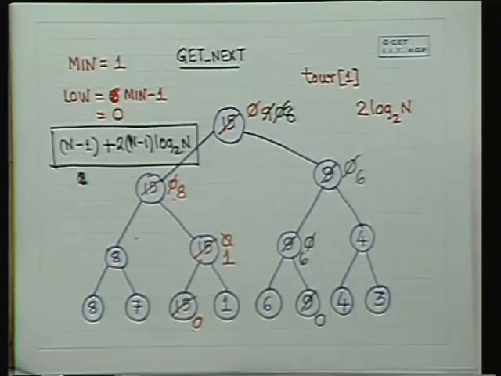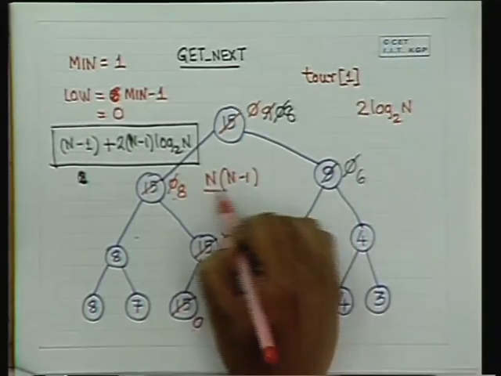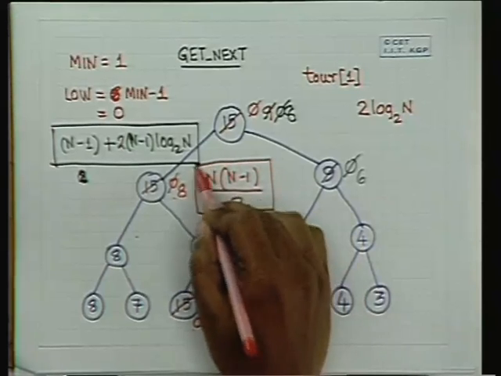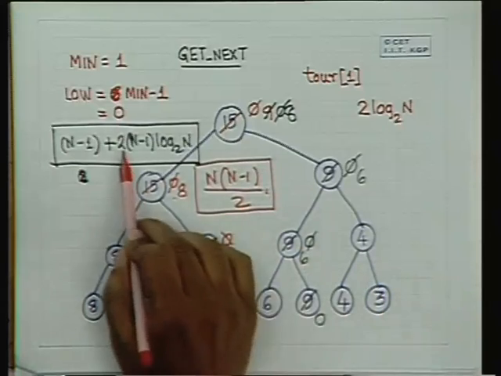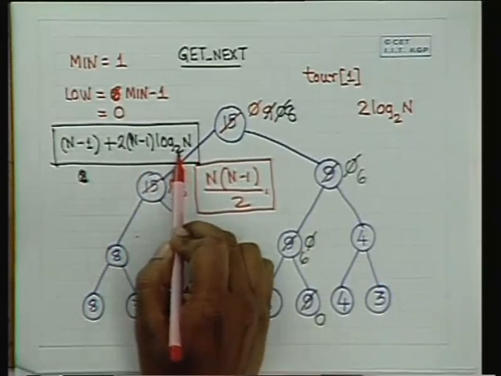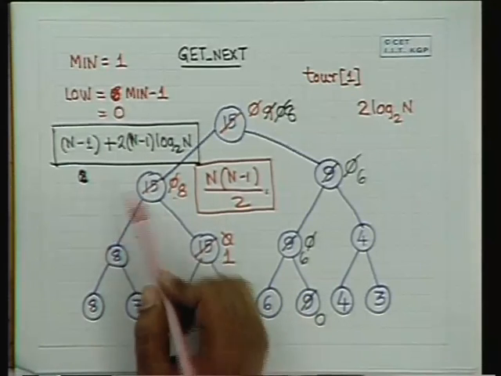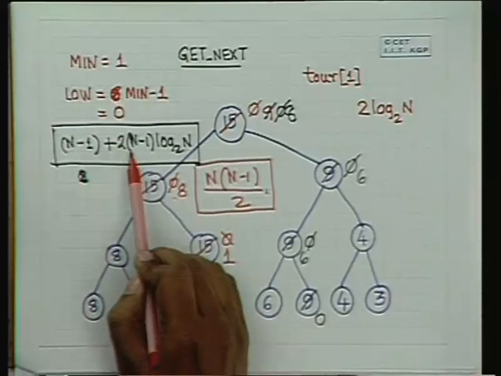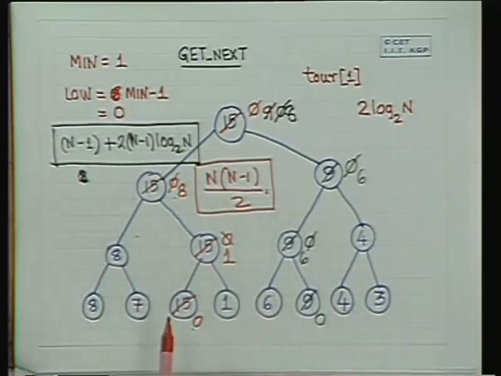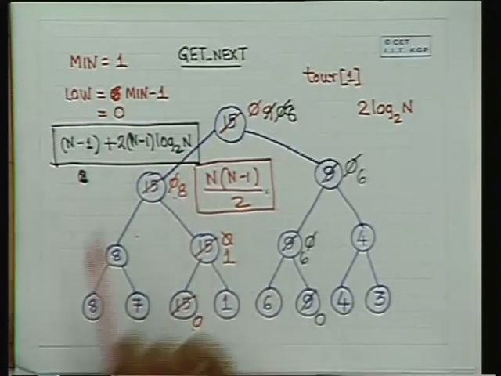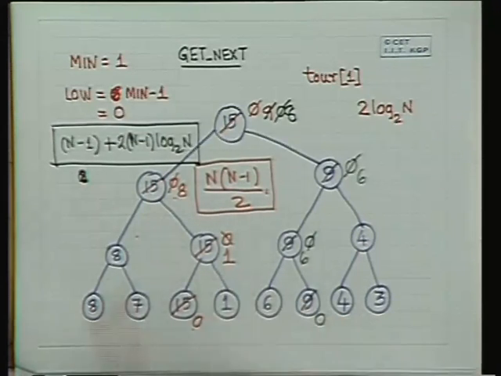Compare this with the value n into n minus 1 by 2. When n is large, which one is bigger? This one is bigger. This is much bigger. This is of the order of n log n. And if you do this divided by this when n tends to infinity, you are going to get 0. Therefore, this will take much less time than this when you have a reasonably large value of n. As n increases, the effect of this becomes more pronounced compared to the effect of this.